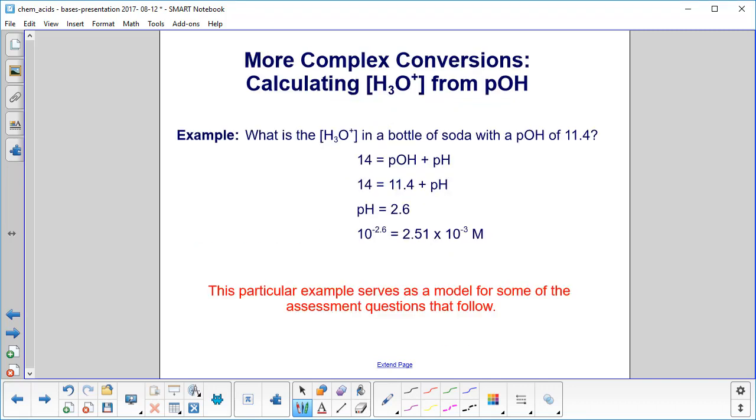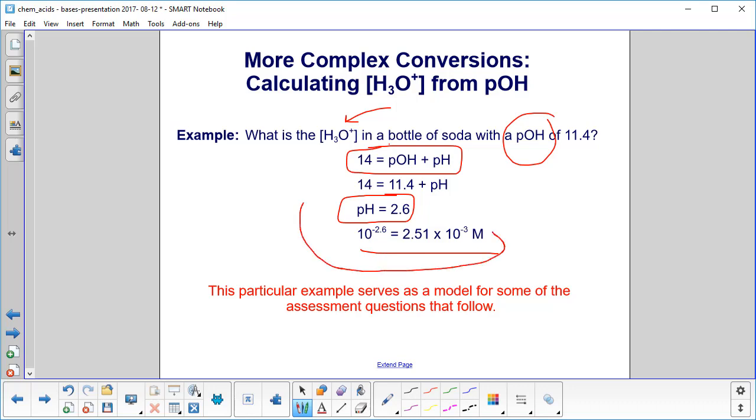We can make these a little more tricky. For example, if we want the concentration of the hydronium ion, when you have a pOH of 11.4, there's an extra step you have to take. You start with this equation here, find the pH when you're given the pOH, and you get the pH is 2.6. Then you just go 10 to the minus 2.6 is 2.51 times 10 to the minus 3 molar, and that is the concentration of the hydronium ion. And this one here serves as a model for some of the assessment questions that follow.